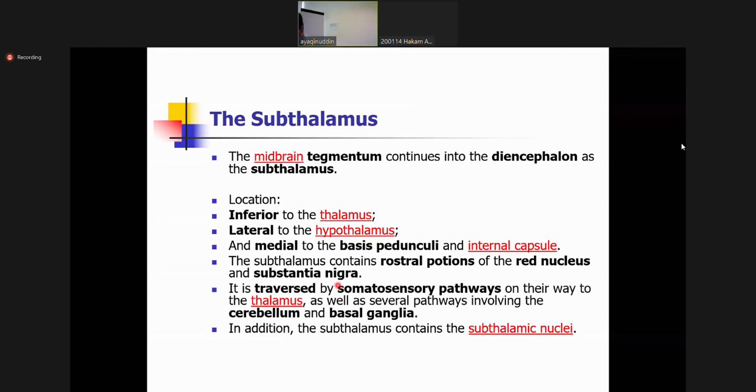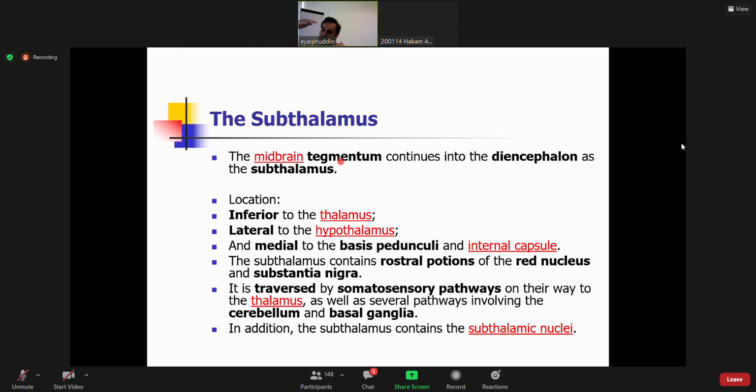The subthalamus, which is the other part of the diencephalon. So in the epithalamus we have talked about the pineal gland and the habenular nuclei. The other part of the diencephalon is the subthalamus, which is basically the extension of the rostral part of the tegmentum of the midbrain. So if you just go above the tegmentum of the midbrain, below the thalamus, you are basically reaching the subthalamus. So the midbrain tegmentum continues into diencephalon as subthalamus.